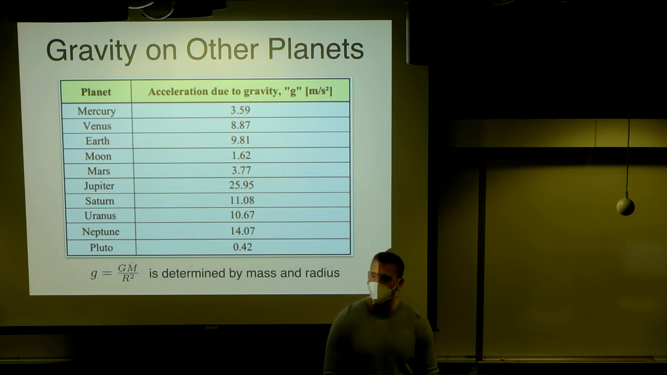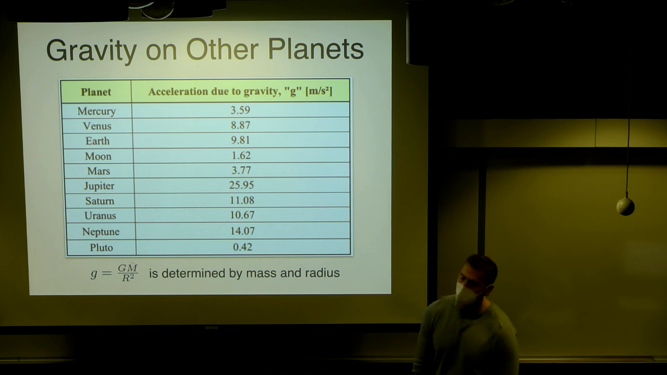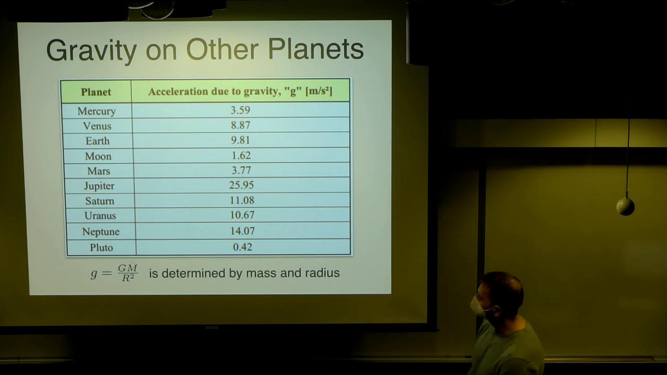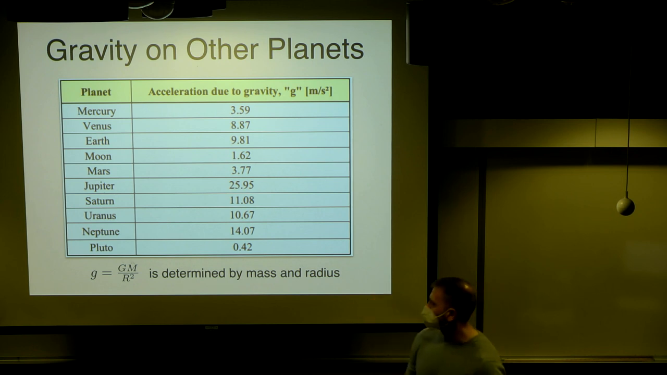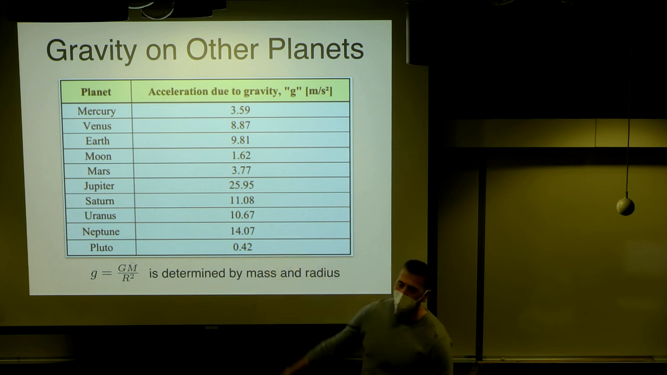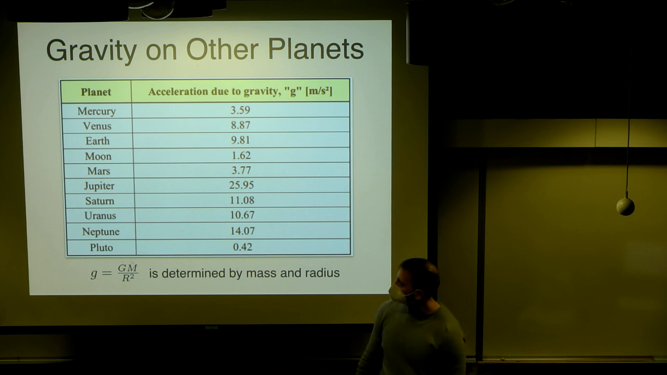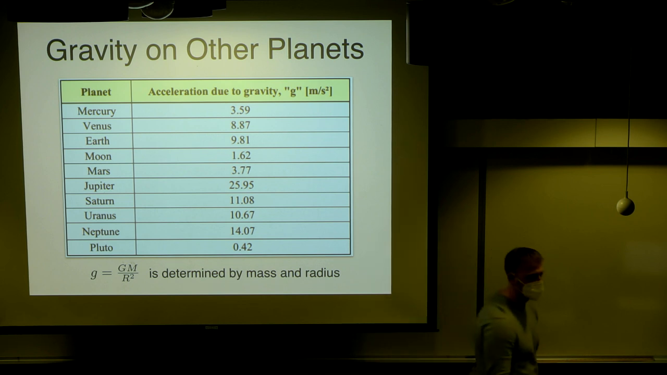Has anyone ever seen the video from one of the moon landings? Astronauts walking around on the surface of the moon, right? I mean, they can jump just incredibly high, right? They drop something, it looks like it's falling in slow motion, right? That's because gravity is much weaker. If you're on Mars, it's about 3.77. Other places have stronger gravity than Earth, like Jupiter. Jupiter is a gas planet, you can't stand on it. But right at the surface, this is the strength of its gravity. It's like 26 meters per second squared, okay?